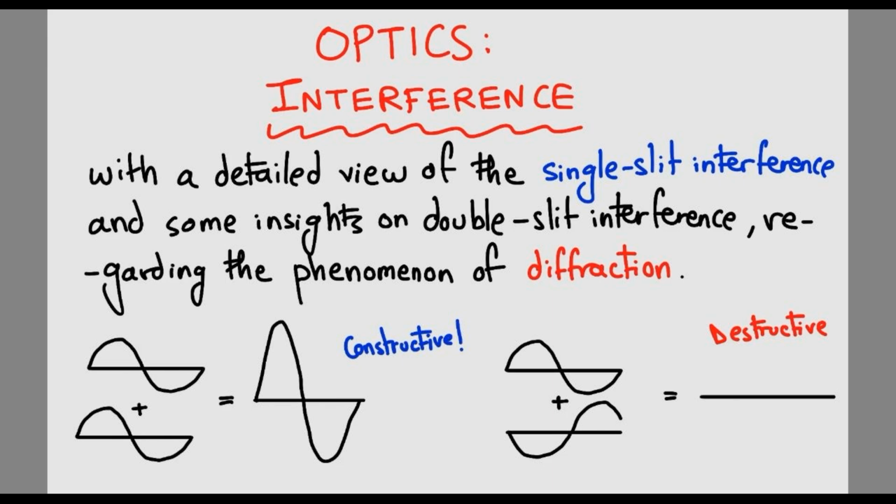Today I also tried making some animations with Manim, a very nice animation package in Python created by another YouTube creator named 3Blue1Brown, a very famous guy. I will try to explain the single slit experiment, or single slit diffraction, first with it, and then, as already mentioned, give some insights on the double slit interference. So let's begin with the animations.